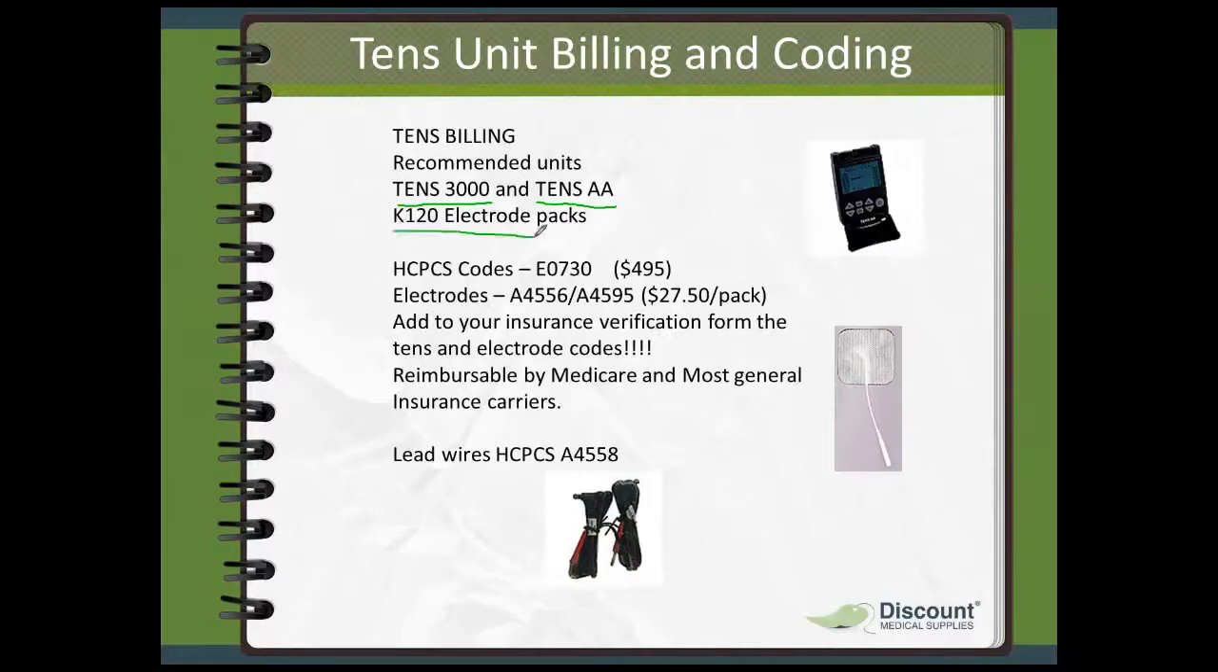As far as electrodes, they come in many different shapes and sizes. Electrodes come in circle, square, rectangle, and butterfly shapes. It really depends on the area of the body you're looking to treat.